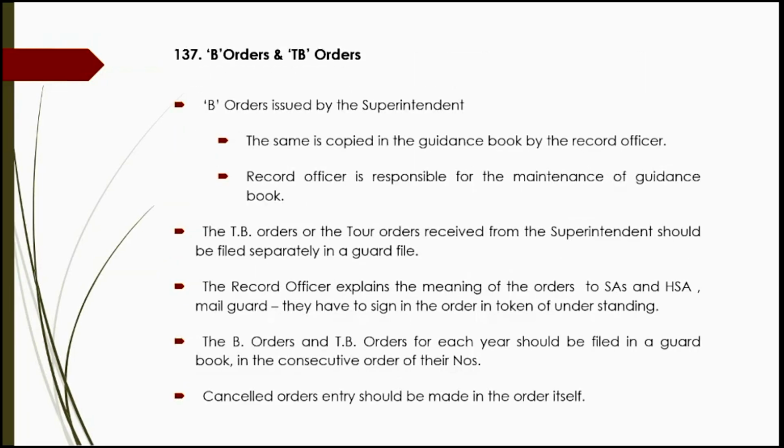So this is the important topic: B order and TB order. A order is orders regarding changes in the sorting list. B order is every other order. TB order contains the tour orders of higher officers. Every order is issued by the superintendent. B orders are going to be copied in the guidance book. TB orders are going to be maintained in the GOT file. If the mail office is located in a big city, mail officers are also required to maintain a separate GOT file for TB orders under the orders of the Chief PMG.